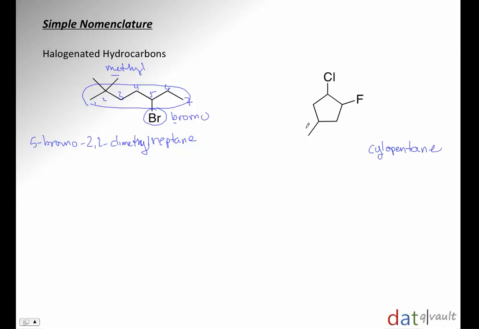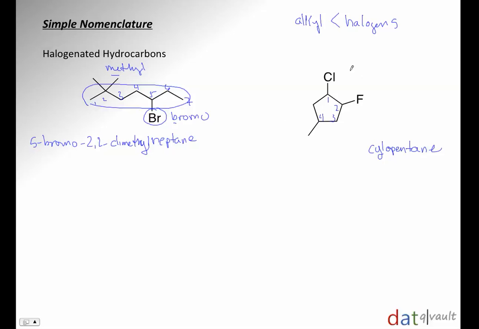So now we need to know which one has priority to be the number 1 carbon, the carbon bearing the methyl group or the chloro. So know that alkyl groups actually have lower priority than halogens when numbering the carbon chain. So this chlorine is going to be the 1, fluorine 2, 3, and then the methyl group will be on the 4 carbon.